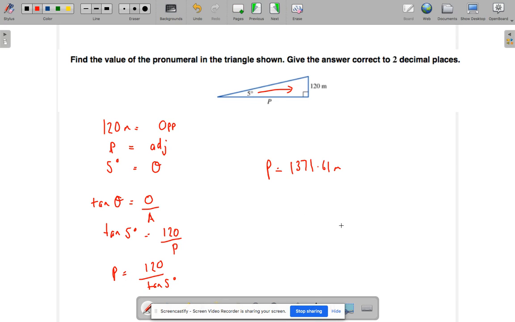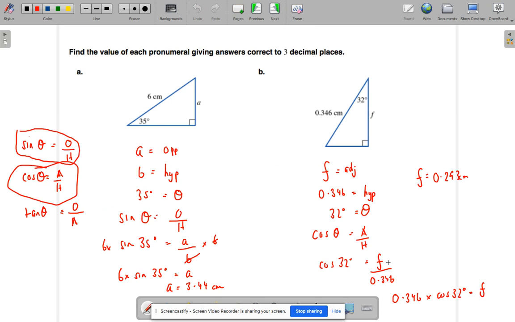All right, so there's a bit of an introduction there to finding sides. Just repeating, if the unknown is on the bottom, divide the length by the trig ratio. If the unknown is on the top, multiply. Okay, 0.346 multiplied by cosine 32. That's all for now.